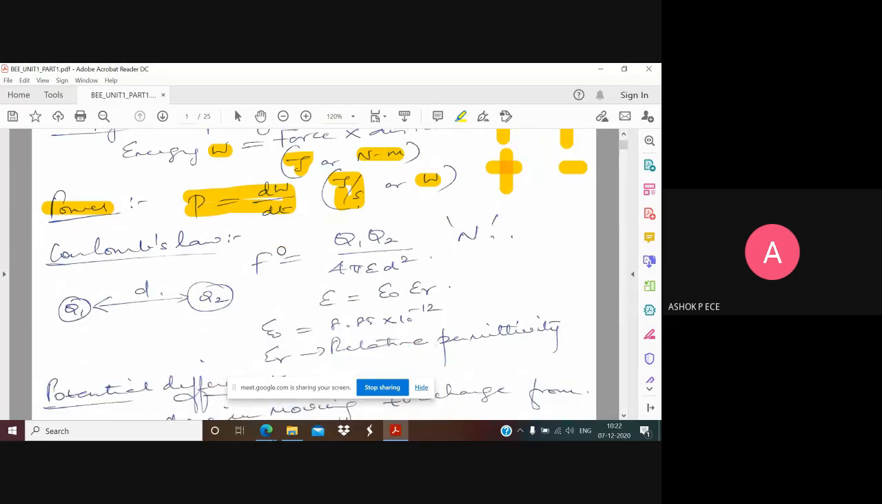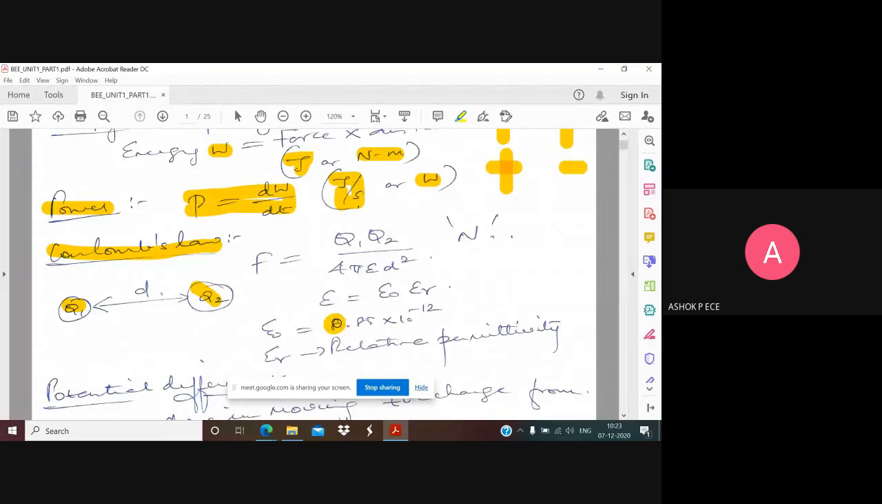Next one is Coulomb's law. If you have any two charged particles Q1 and Q2, separated by some distance d in free space or any medium, then the force of attraction or repulsion is given by this, which should be familiar to you. F is equal to Q1 Q2 by 4 pi epsilon into d square. Q1 and Q2 are the magnitudes of charges, and epsilon is the permittivity. Epsilon has two terms, epsilon naught into epsilon r.